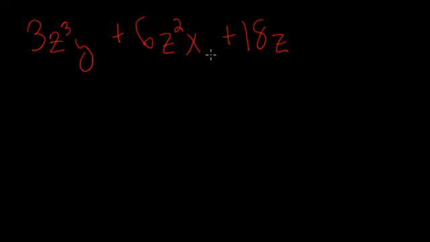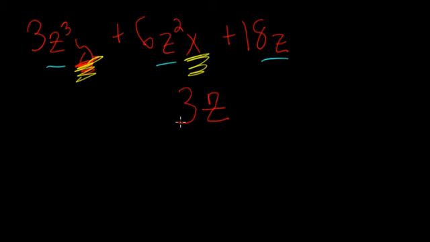They all have a z, but only this one has the y. The y is only here, the x is only here, and this has no x or y. So the only variable we're going to take is z, because it's the only thing common to each term. And we'll take the lowest power of z, which in this case is z to the first. Now I'm going to use my same trick with my numbers again. Hey, 3 multiplies into 6, and I know 3 multiplies into 18, so my GCF would be 3z.